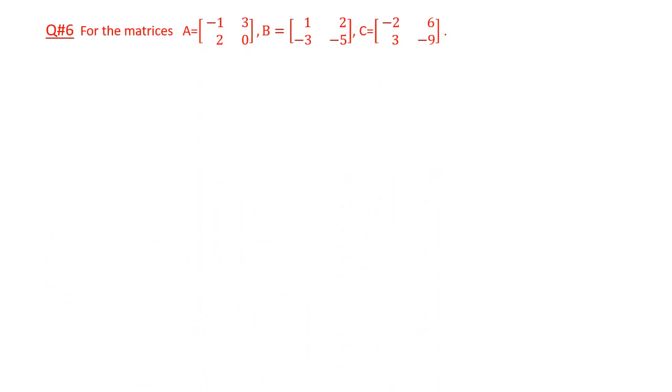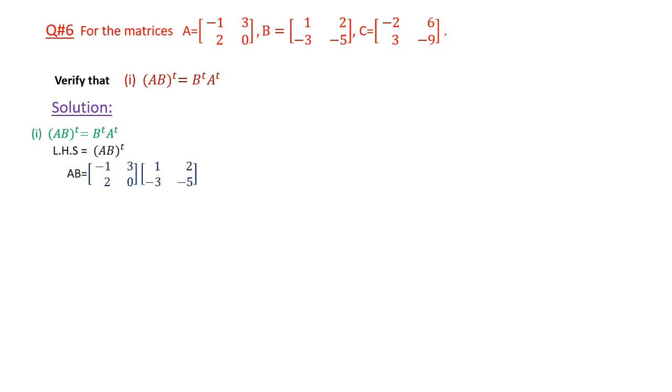Question number 6. For the matrices A, B and C, verify that AB whole transpose is equal to B transpose multiply A transpose. Its solution is, in part 1 we have to find A multiply B whole transpose is equal to B transpose multiply A transpose. Left hand side is equal to AB whole transpose. First of all, we will find the values of A multiply B.